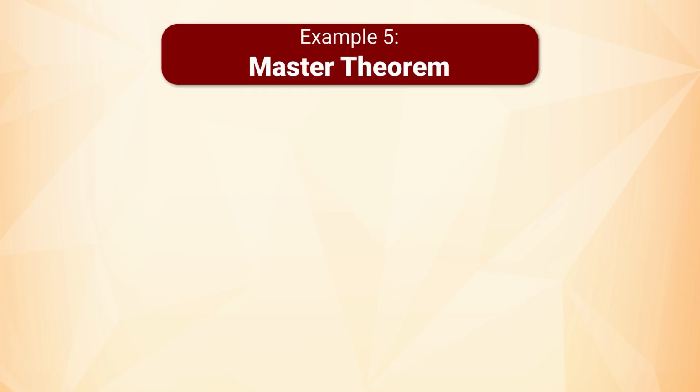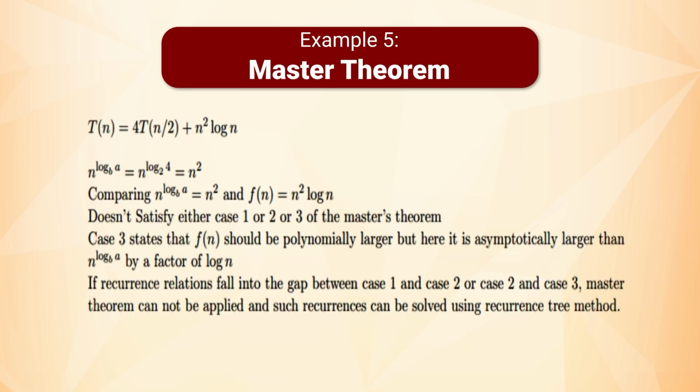So, next is example, T n equal to 4 T n by 2 plus n square log n. Again we have to calculate n to the power log a base b, and after calculating, what will be the value of n to the power log a base b, that is n square, and what will be the value of f n, that is n square log n. If we compare the f n and n to the power log a base b, here the n square, here the n square log n.